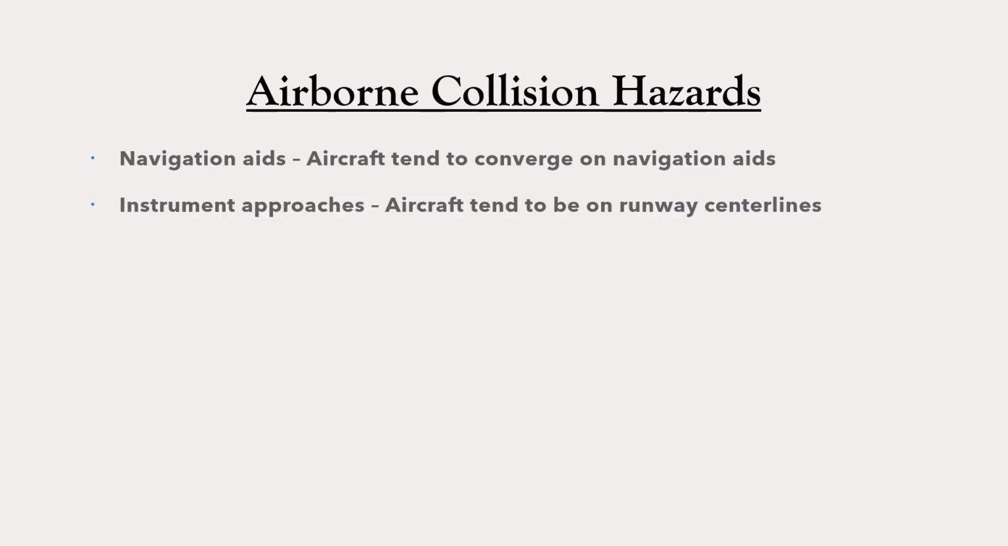Instrument approaches: aircraft tend to be on the runway center lines when they're on instrument approaches. So when you're flying past an airport 3 or 4 miles away, the extended center lines of the runways are areas where you may anticipate finding other aircraft.